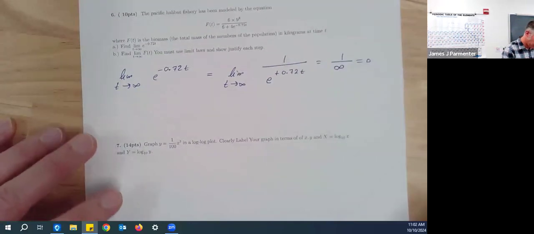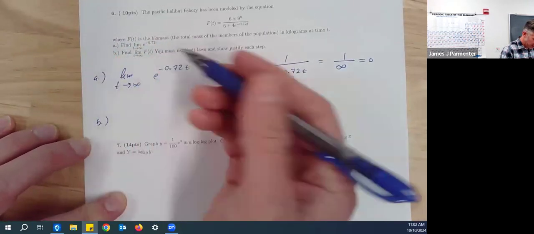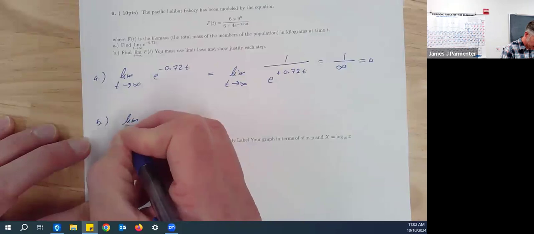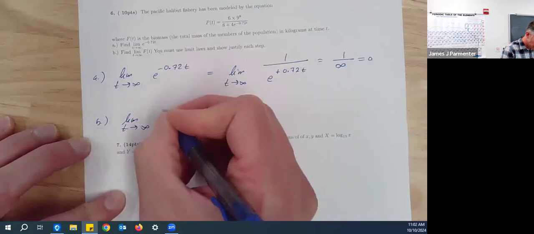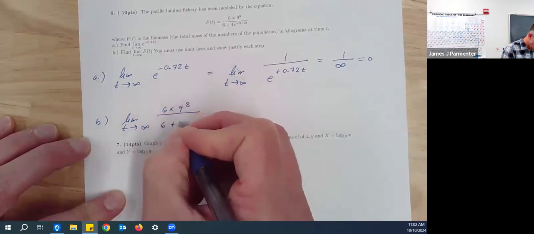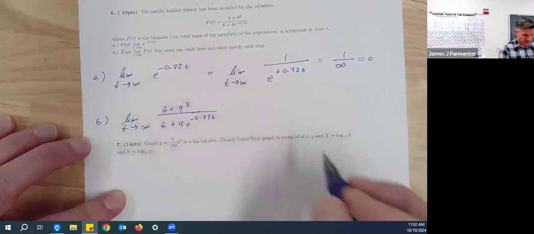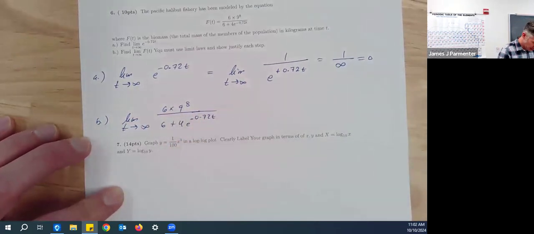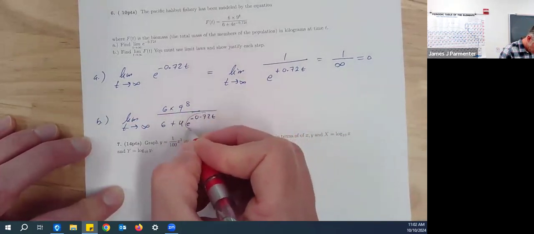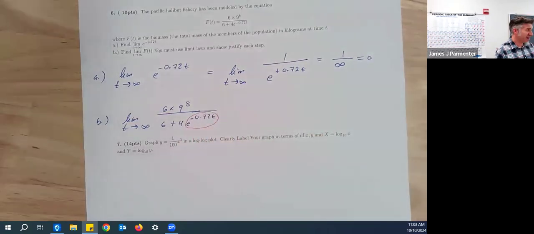So now I'm being asked for part B to find the limit as t goes to infinity of f of t. So it's the limit as t goes to infinity of 6 times 9 to the 8th over 6 plus 4e to the negative 0.72t. And we already know what happens to this part here. The limit of that is just 0. Everything else is a constant. So it's just going to stay as it is, right?